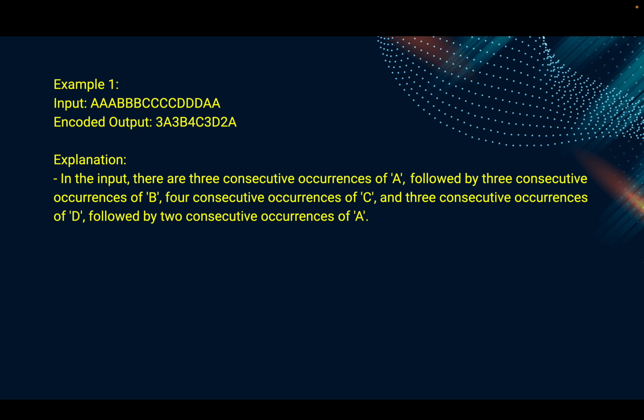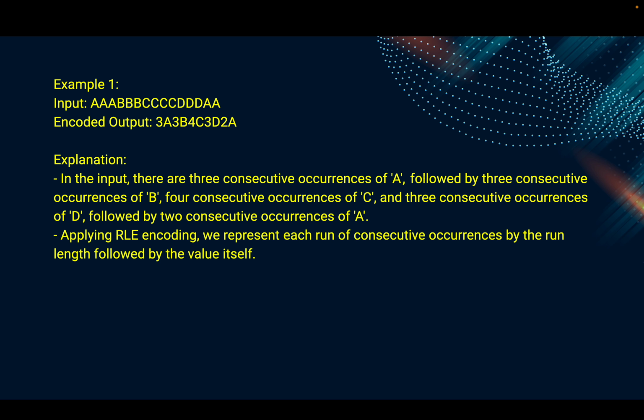Let's understand this with an example. Let's say the input stream is AAA, BBB, CCCC, DDD, AA. The encoded output should be 3A, 3B, 4C, 3D, 2A. Let me explain this. In the input, there are 3 consecutive occurrences of A, followed by 3 consecutive occurrences of B, 4 consecutive occurrences of C, and 3 consecutive occurrences of D, followed by 2 consecutive occurrences of A.